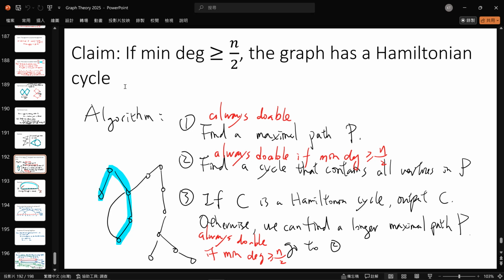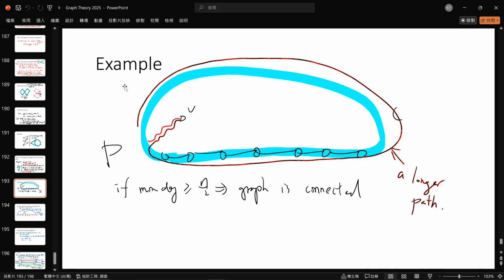After you find a maximal path, P, next we're going to find a cycle. There are two different approaches to find a cycle that contains all the vertices on a maximal path. The simplest way is to try to find an edge that connects the two endpoints. Then you get a cycle, and this cycle contains all the vertices.